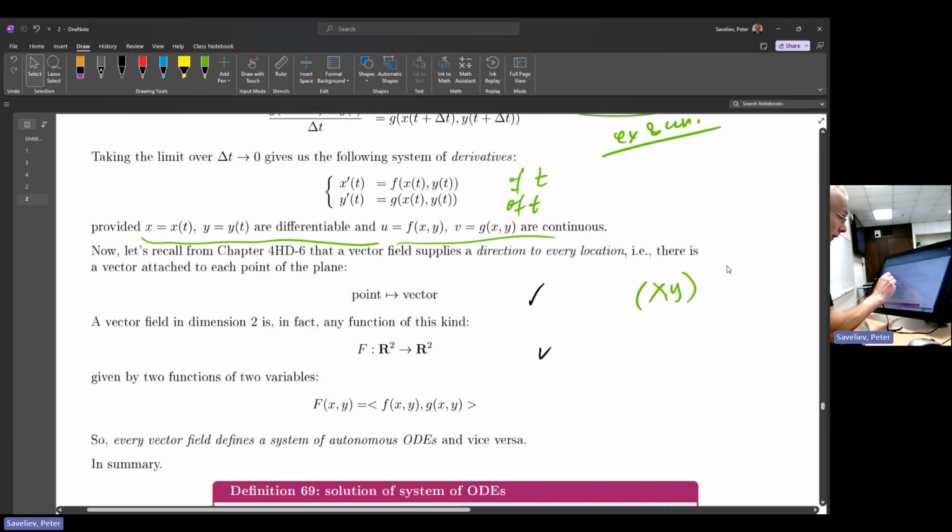So once again, formally, that's what we explained. Informally, every point has a vector. Formally, there's a function from R2 to R2. And this is how you would write it in terms of two specific functions, two functions of two variables.